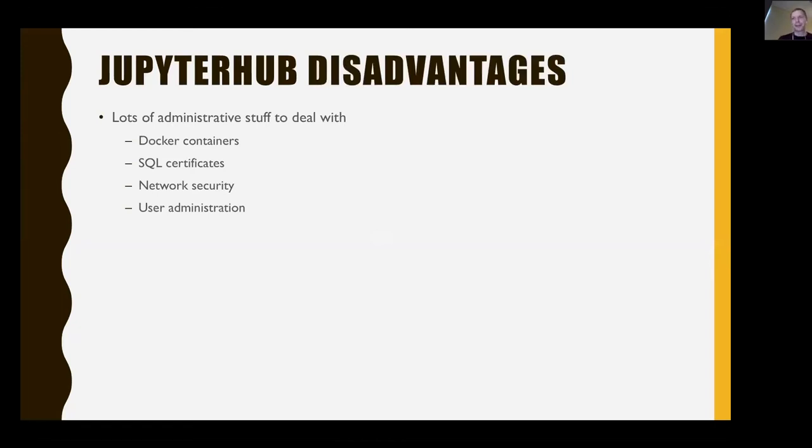So you pretty much have to understand Docker containers. You have to understand SSL certificates and a little bit about network security. And you have to be able to do user level administration stuff. Basically, this whole lab system is running on a computer. In this case, it's my workstation that's sitting under my desk here, which has 20 cores. And in my experience, that was more than adequate to serve Jupyter notebooks to a class of 35 students.